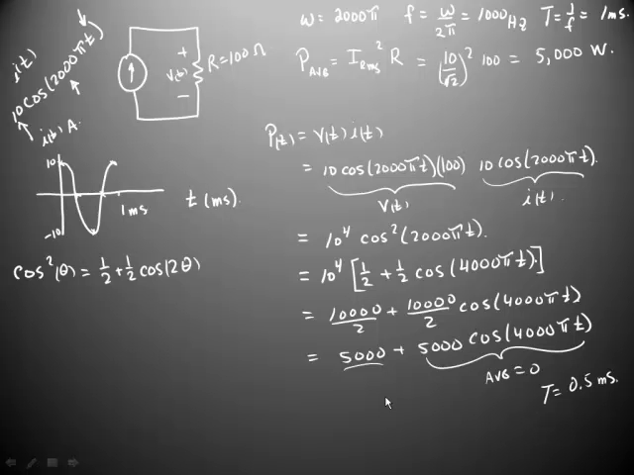The peak value will happen when the cosine term goes to +1. We'll have 5,000 plus 5,000 for a peak value of 10,000. When the cosine term goes to -1, we'll have 5,000 minus 5,000 for a minimum value of 0. So we're ready to go ahead and sketch our waveform now.